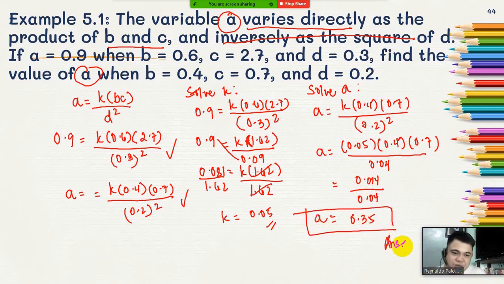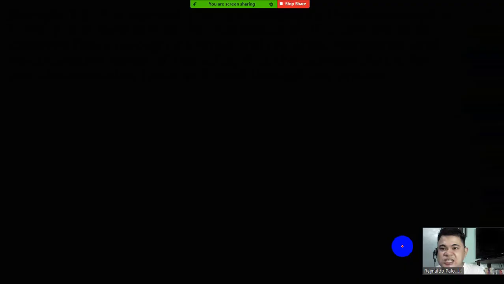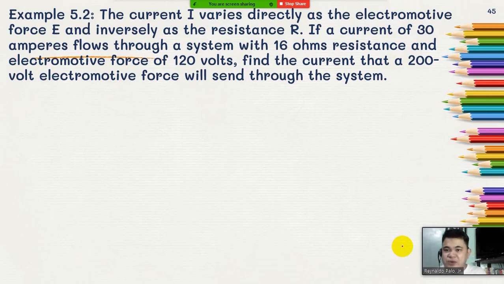This will be the value of a. So therefore, this is our final answer. Simple as that. It's the same as the previous variations, the same steps in solving. First, you have to form your main equation or variation equation, followed by the two equations that we are going to use in solving for k and the unknown value. Now let's have the last example under combined variation.